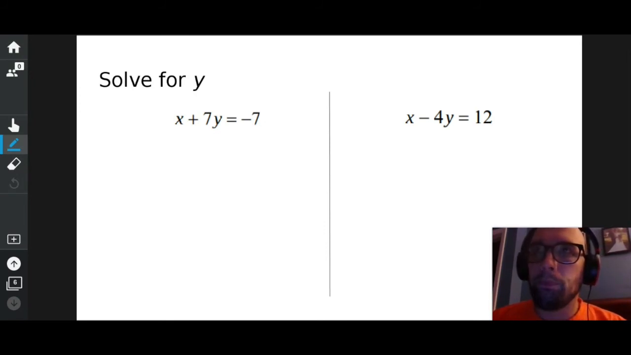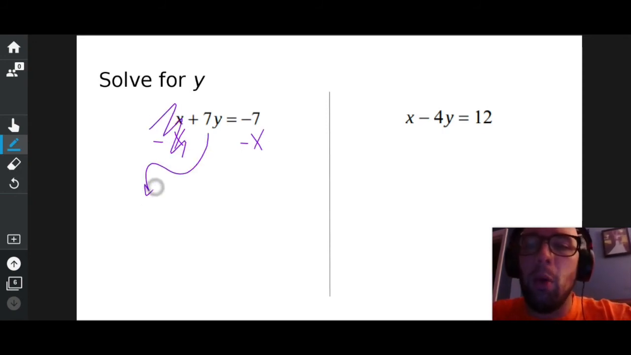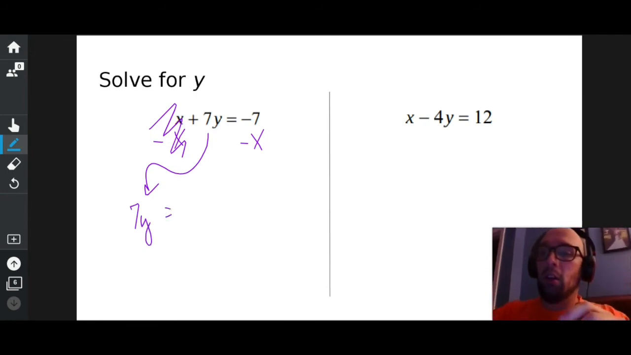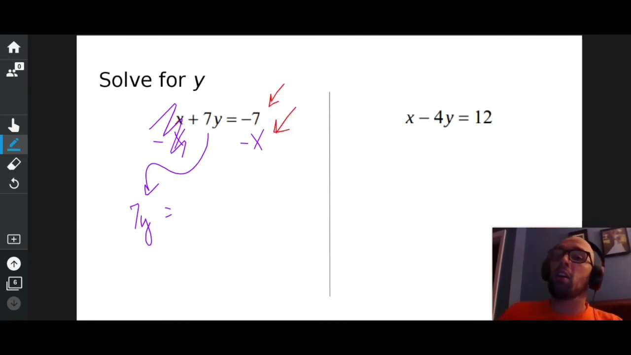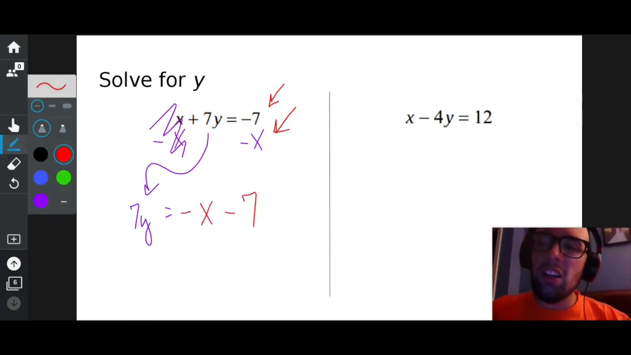Where am I? Is y all by itself? No. What's in the way? X. What else is in the way? 7. Which one should I get rid of first? In all the problems that we did, we always got rid of the one that was floating around first. So in this case, I'm going to get rid of x because x is just floating around. Cross that out. Drop down the 7y equals. I have a negative 7 and a negative x on the right. Do they combine? No, because one of them's an x and the other one's not. Okay, I'm going to write out the one with an x first. So minus x minus 7.